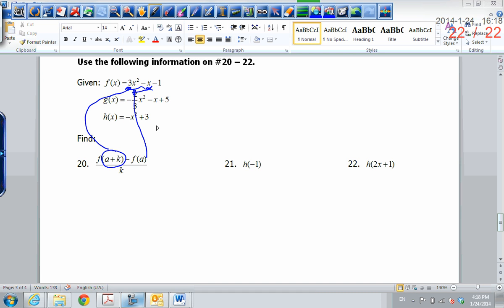For 21, though, just take -1. So I got negative and then -1 squared plus 3. Well, -1 squared, I don't know why I put a parentheses there, my bad. -1 squared is 1, but then I feel like there's a negative sign there, and that makes 2.